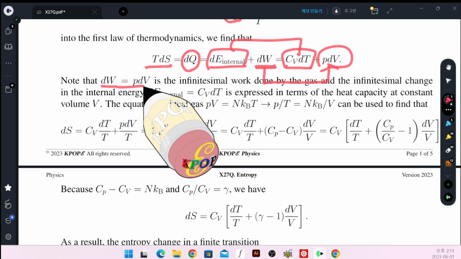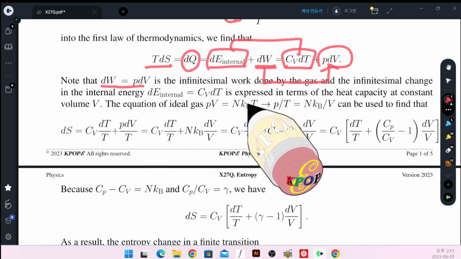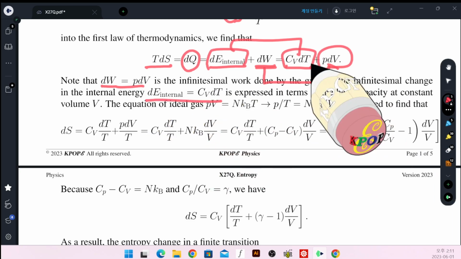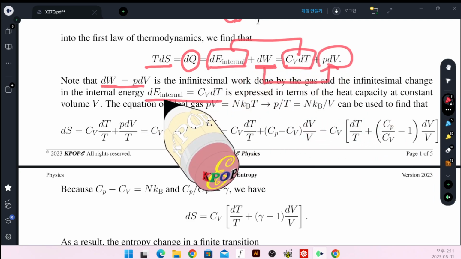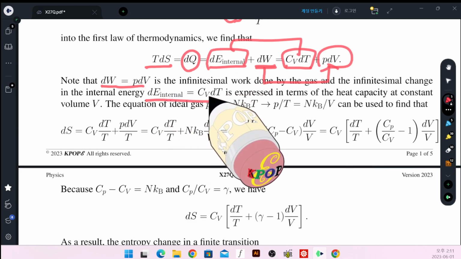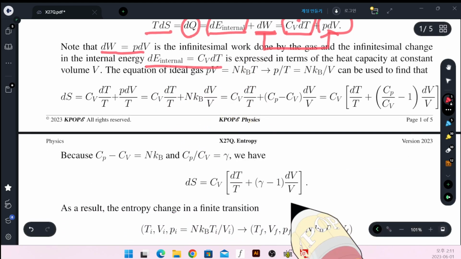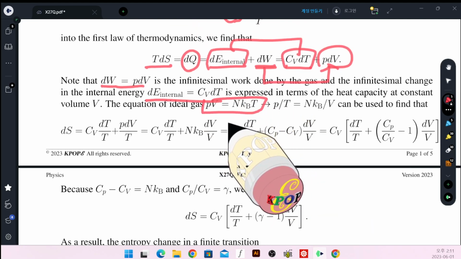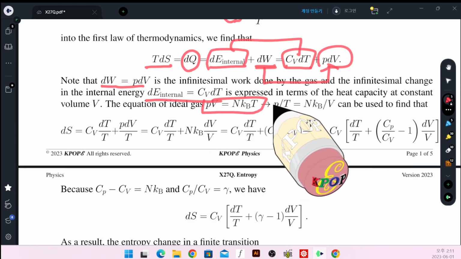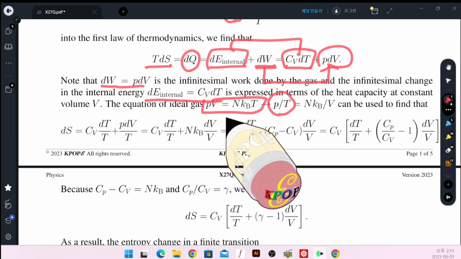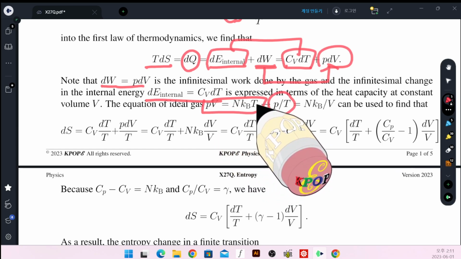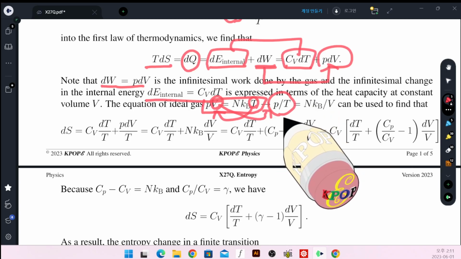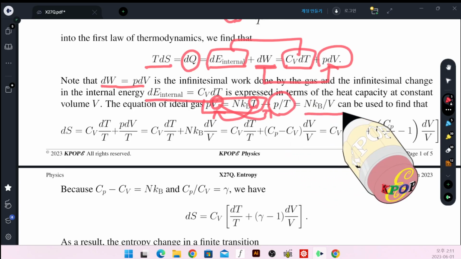Note that this is the work done by the gas, and the infinitesimal change in temperature is related to the change in the internal energy as CV times dT. So we recall the ideal gas equation, PV equals NkBT, from which we can express P over T. Move T to the left and V to the right. So P over T is NkB over V.